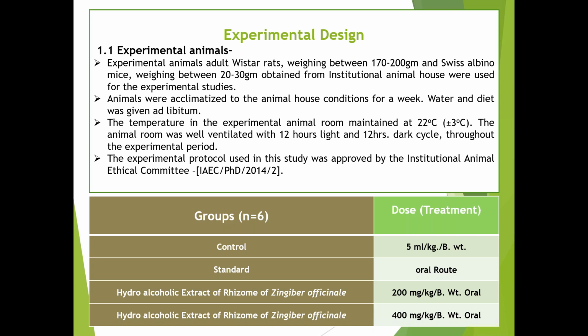Now we assess the experimental design for anti-anxiety activity. We chose two doses after the acute toxicity study: 200 mg per kg body weight and 400 mg per kg body weight. We divided the animals into four groups: control, standard, and hydroalcoholic rhizome extract at 200 and at 400 mg per kg body weight. This was also approved by the CPCSEA IAEC in 2014.